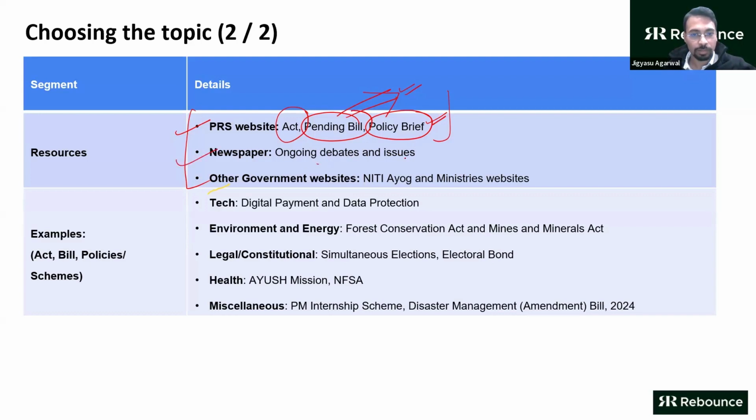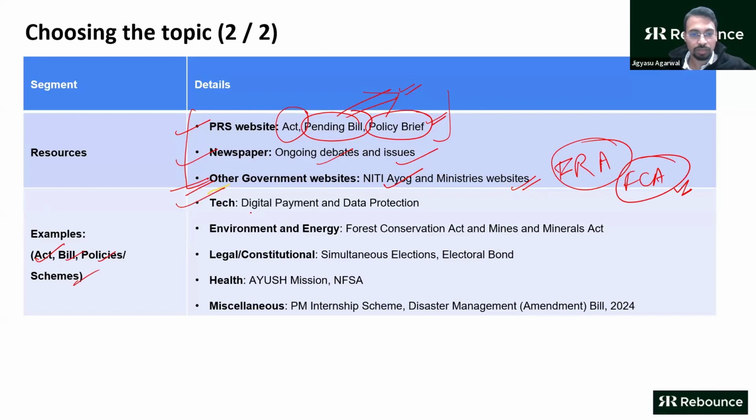Newspapers, ongoing debates and issues which are there, or the other government websites. So let's say you can go through Niti Aayog or websites of various ministries. Let's say you come from the environmental domain, you can go to the Ministry of Environment website, and you will find a lot of relevant material there. From there, maybe you want to write something on the Forest Rights Act or Forest Conservation Act or anything. Now, some examples I have provided: acts, bills, policies, schemes.